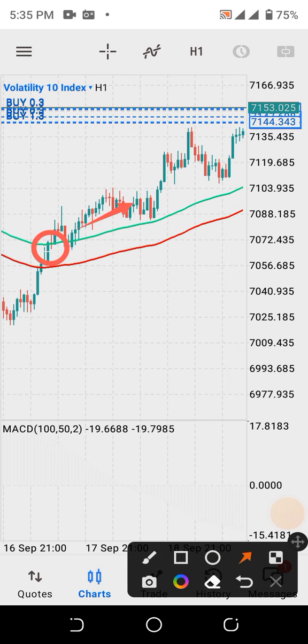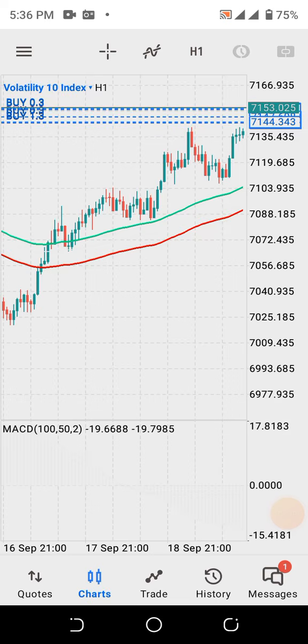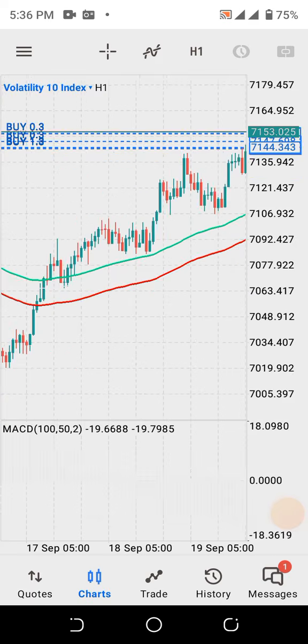And your stop loss, because you are buying, should be below, at the point where the red line is. That is where your stop loss should be when you are buying. Do you understand? All right, so let's proceed. As you can see, this is a huge profit.